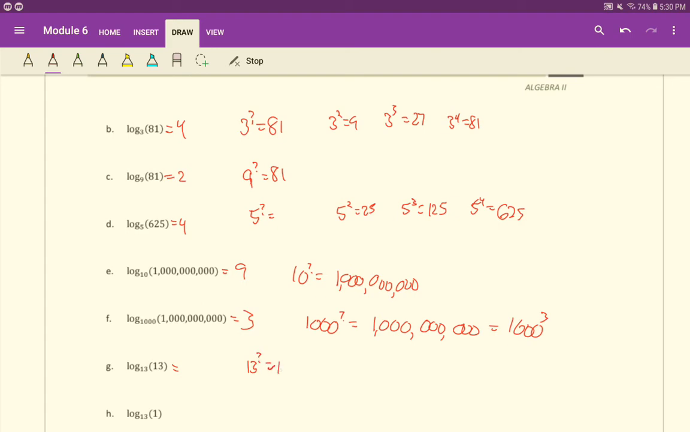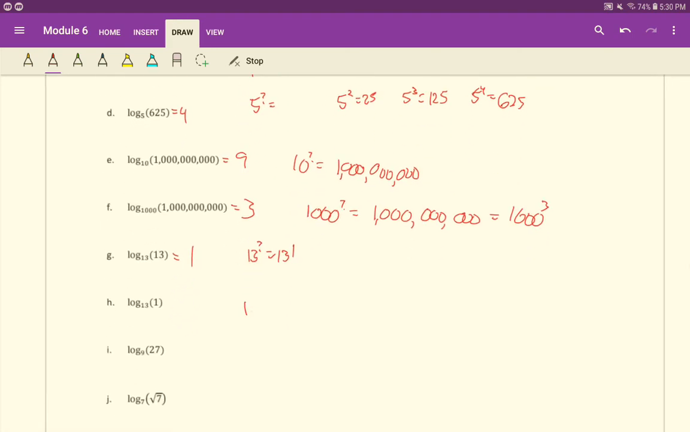13 to what power gives you 13? Well, the answer is just 1 there, right? Because it's just 13 to the 1. 13 to what power gives you 1? Well, that's going to be 0, right? And anytime you're taking the log of 1, whatever the base is, it's always going to give you a 0, for possible bases.